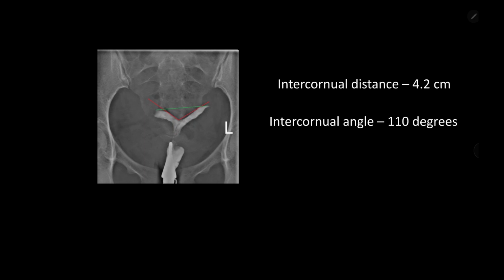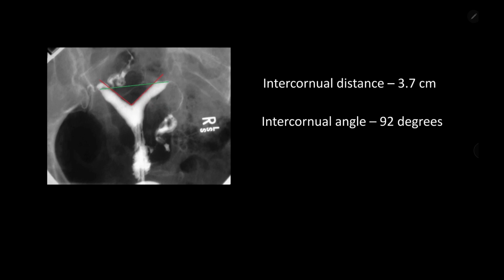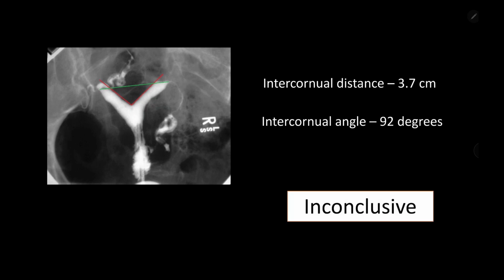But what if in this HSG, the intercornual angle is around 92 degrees and the intercornual distance is around 3.7 centimeters? Well, the intercornual distance of less than 4, it is likely to be septate uterus, but the intercornual angle is in the gray area of 75 to 105 degrees. So we cannot actually tell whether it's a septate or bicornuate uterus. So to some extent, we can differentiate between septate and bicornuate uterus on HSG, but it is not 100% foolproof.